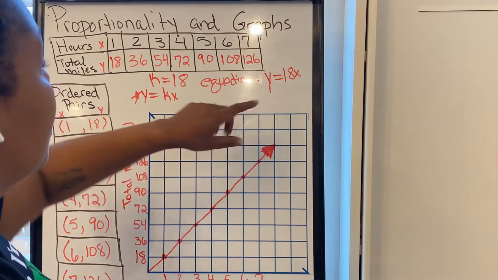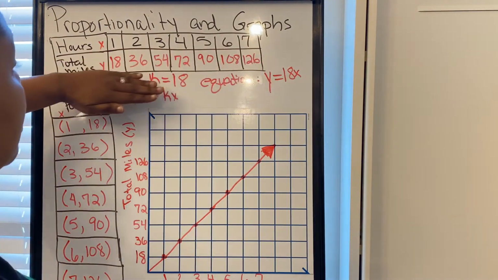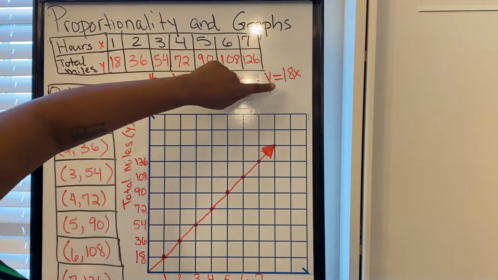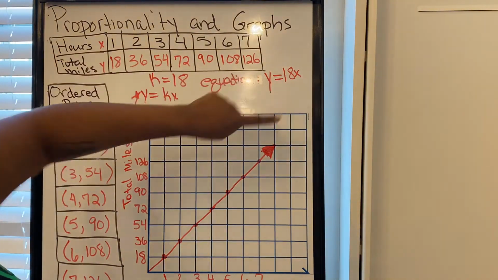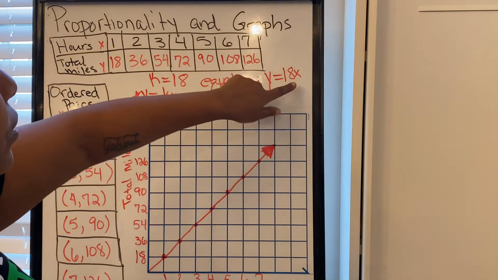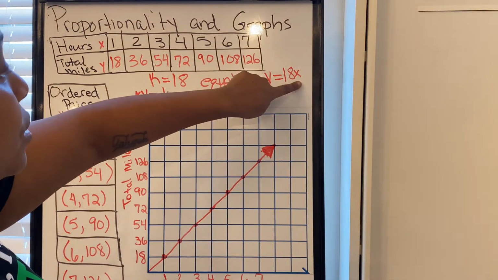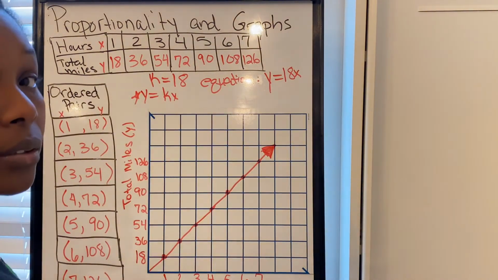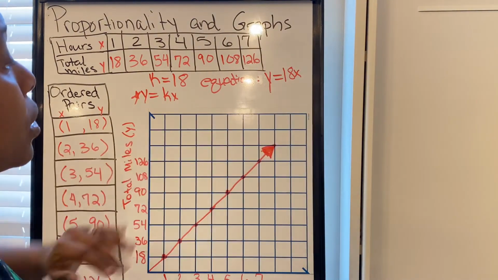Because then I can take, let's just say I didn't fill that in. Then I would say, well, y is going to equal 18 times 2, which is 36. Oh, okay, well, let me try 3. Y equals 18 times 3 is 54. So that's when you write your equation this way.